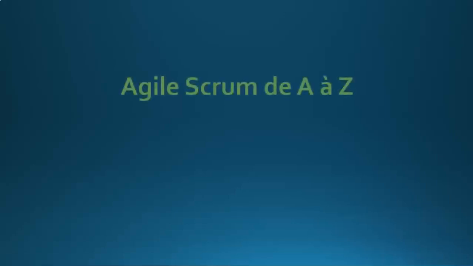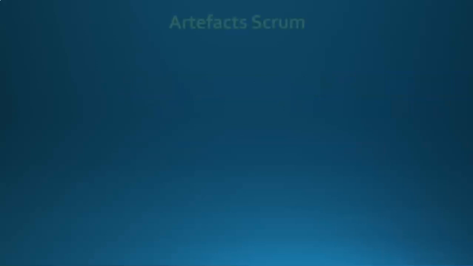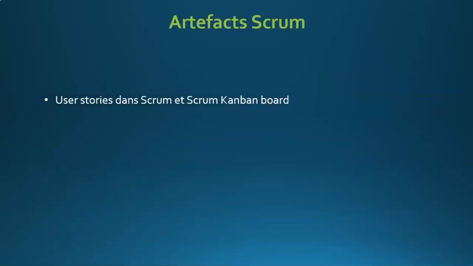Hello, we are going to continue this series of videos about the Agile Scrum method. Today we will see the artifacts of Scrum. We will start by looking at the user stories in Scrum and the Scrum Kanban board. Then we will see the velocity and the burn-down chart. We will finish with the project backlog and the sprint backlog.